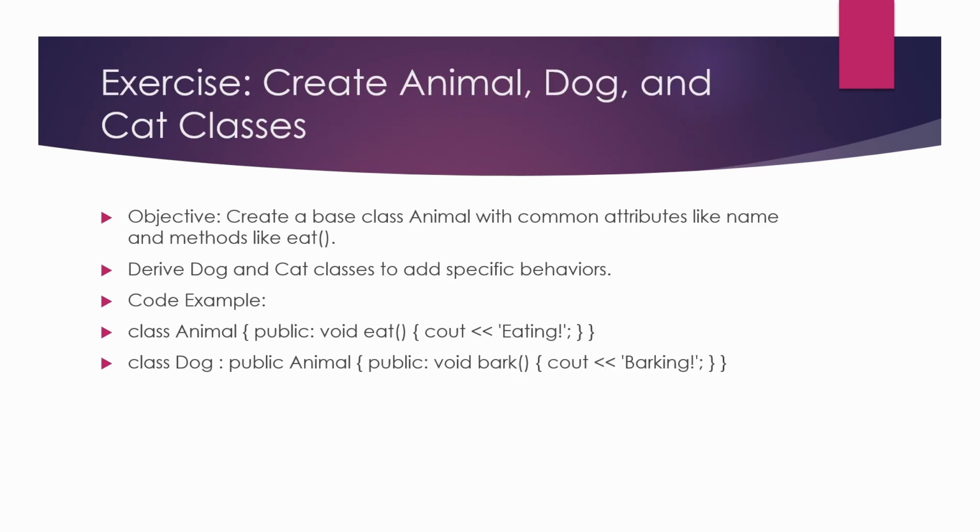Now let's put this into practice. Create a base class Animal that has common attributes like name and methods like eat. Then derive Dog and Cat classes from Animal, adding specific behaviors like bark for the dog and mew for the cat. This exercise will help you understand how inheritance works in real-world scenarios.